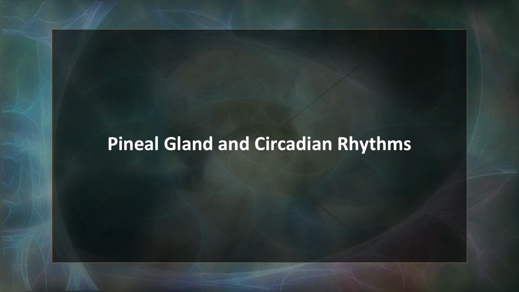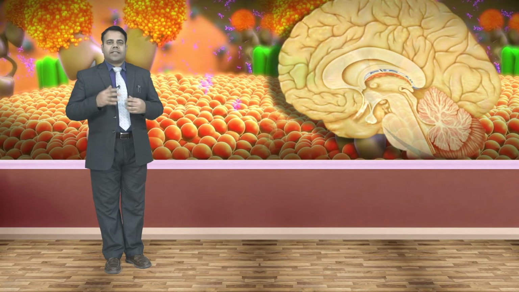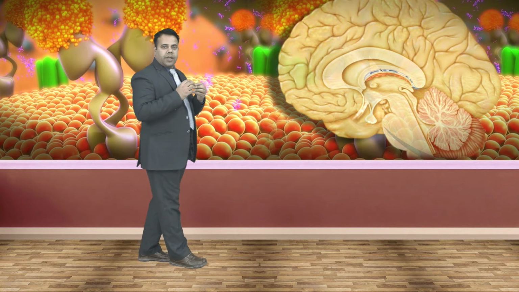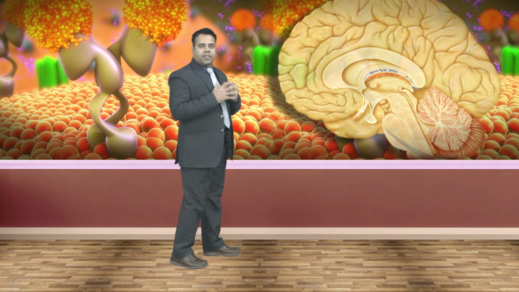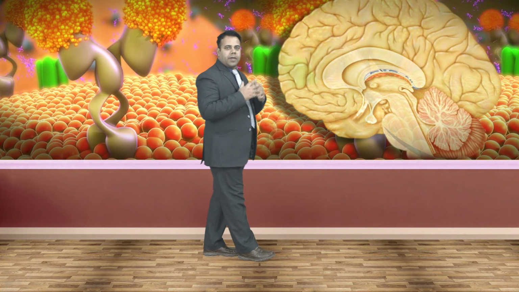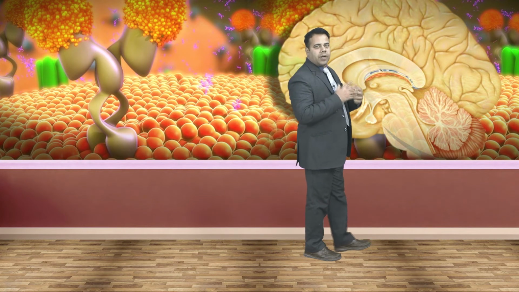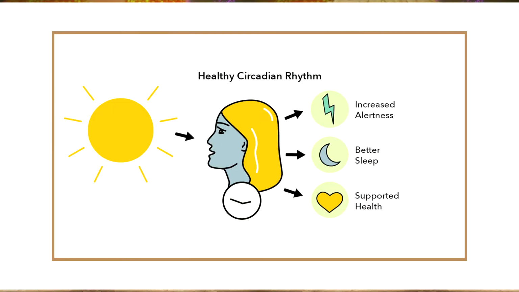Now let us discuss the pineal gland and its relevance to the circadian rhythms. The circadian rhythms are one of the most important centrally coordinated physiological, psychological and behavioral processes, which in humans follow approximately a 24 to 25 hour alternating cycle. The circadian rhythms are genetically programmed in humans to synchronize with night and day.